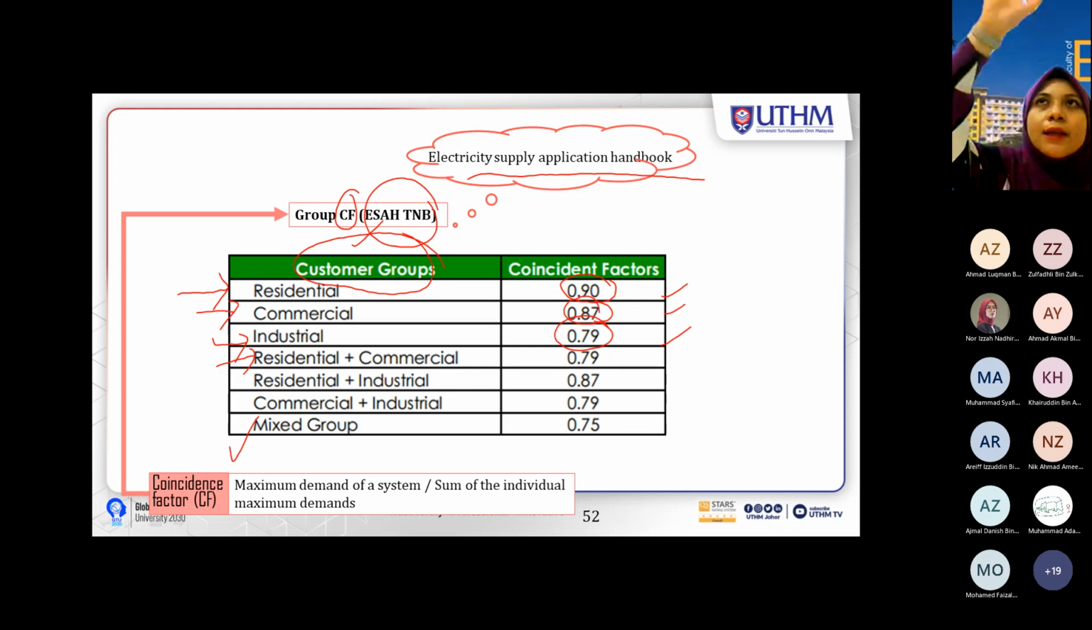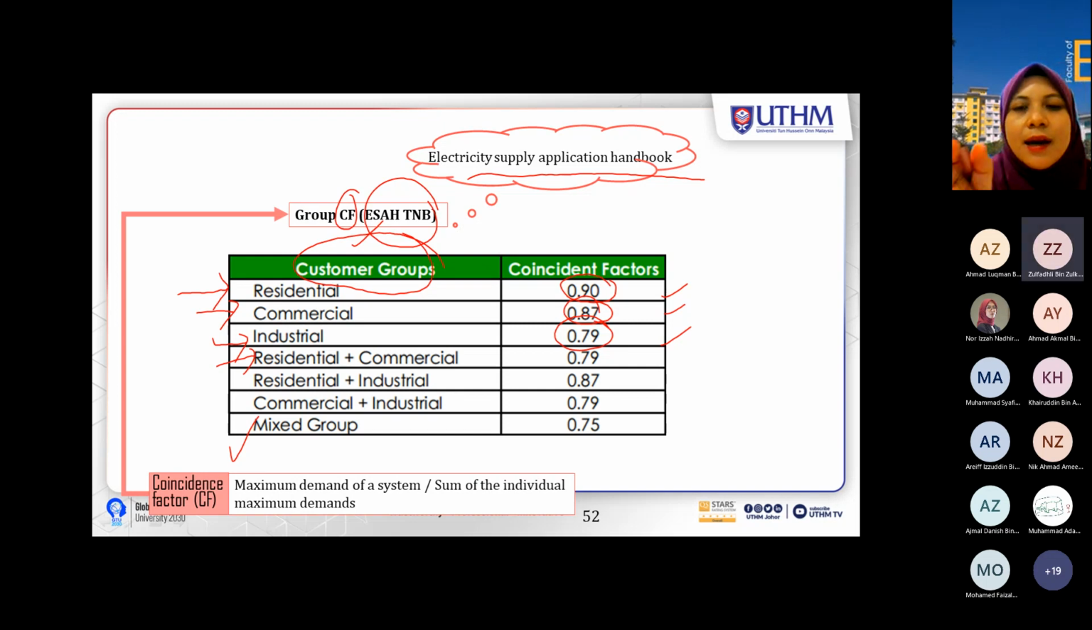you pernah tengok kan, atas dia condominium and then bawah tu ada shopping mall. Pernah nampak tak? Pernah nampak, dekat KL kan biasa ada. So dia adalah residential plus commercial dan 0.79.